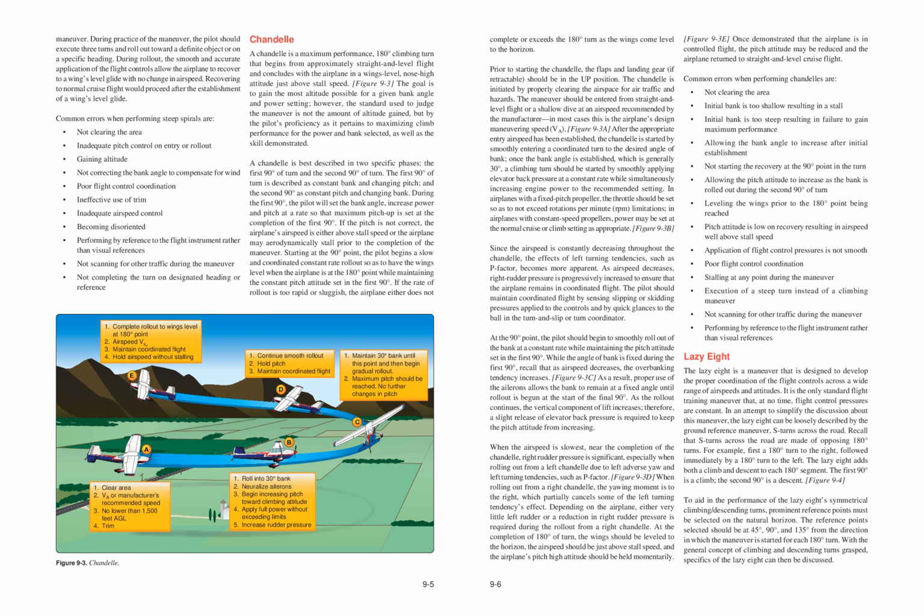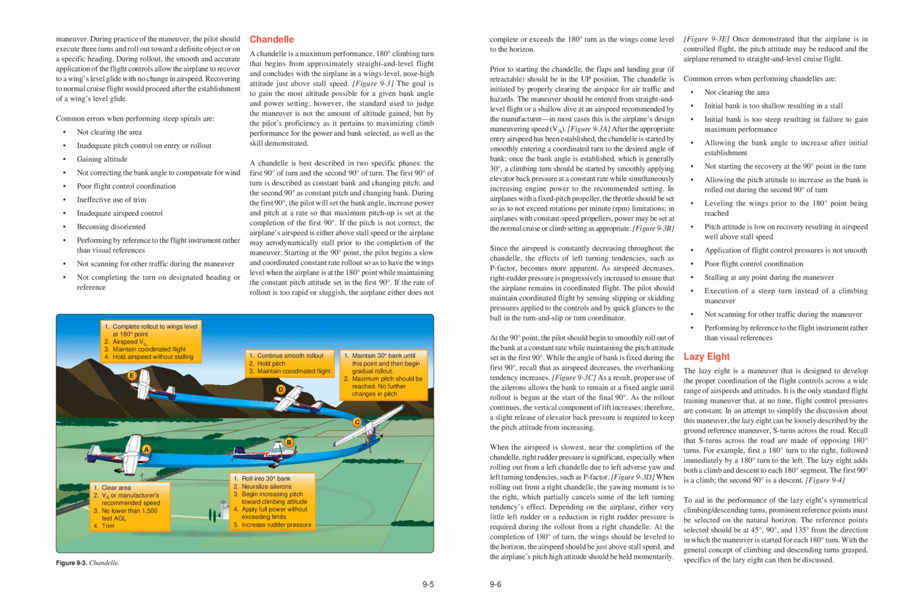Trim. Roll into 30 degrees bank. Neutralize ailerons. Begin increasing pitch toward climbing attitude. Apply full power without exceeding limits. Increase rudder pressure. Figure 9-3. Chandelle. 9-5. Complete or exceeds the 180 degrees turn as the wings come level to the horizon.